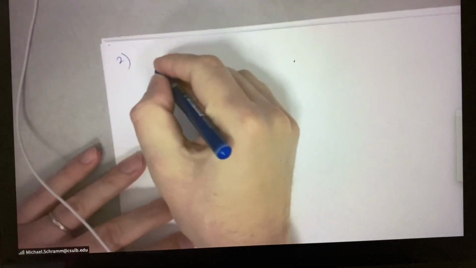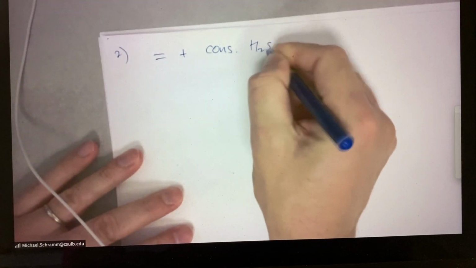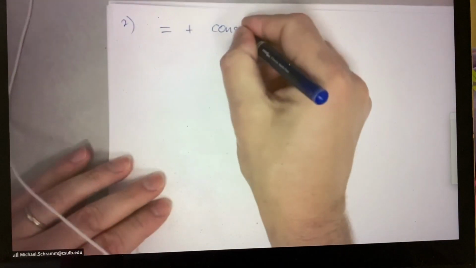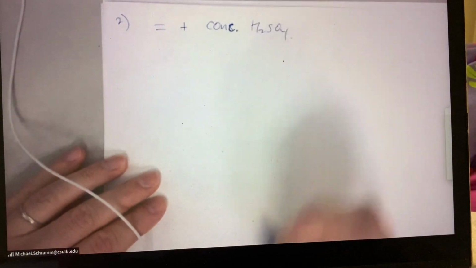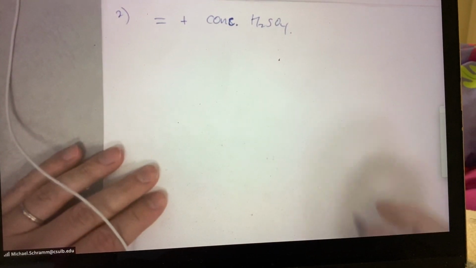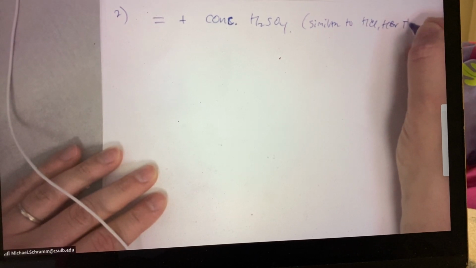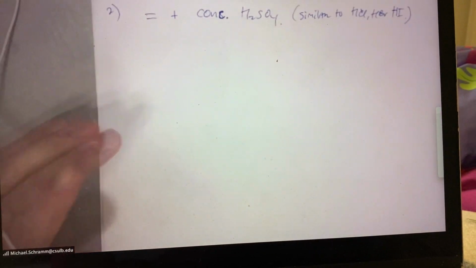Our first case was strong acid. Our second case will be alkene plus concentrated sulfuric acid. This is going to be similar. This should be concentrated, C-O-N-C. Use concentrated sulfuric acid. It will be very, very similar to HCl, HBr, HI, but has some differences.